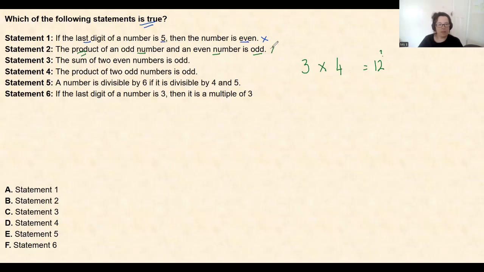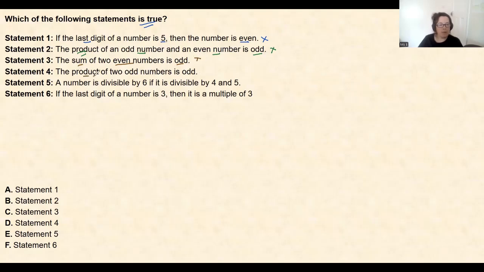The answer is even. Looking at statement number 3, the sum. Sum is different to product. Sum means to add. The sum of two even numbers is odd. So let's think of two even numbers. 2 plus 4 equals 6. 6 is not an odd number. So that statement is not true.